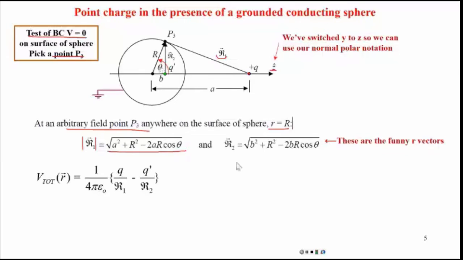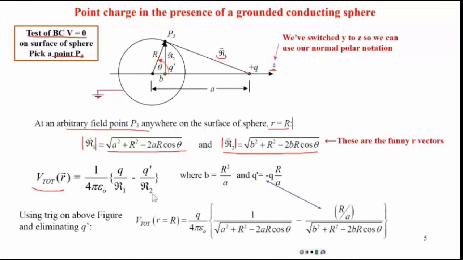R2 has a similar relationship. Here's R2, and again this is the magnitude of R2, which is the square root of b squared plus r squared minus 2br cosine theta. So our total potential for the point P3 will be k, which is 1 over 4 pi epsilon naught, times q over r1 minus q prime over r2. The minus sign here is because q prime is negative.